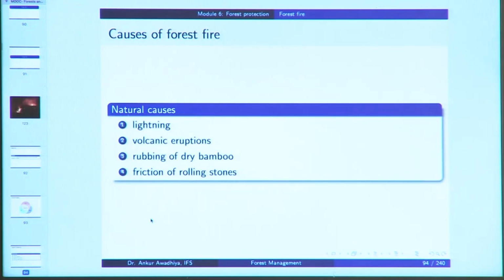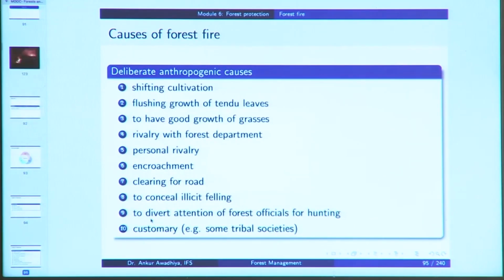There are certain natural causes of forest fire, such as lightning, volcanic eruptions, rubbing of dry bamboo, friction of rolling stones, but most of the causes these days are anthropogenic causes, such as shifting cultivation, flushing the growth of tendu leaves by exposing the plants to fire, or burning an area to have a good growth of grasses, rivalry with the forest department, personal rivalry between two people, encroachment, clearing for road to conceal illicit felling, to divert the attention of forest officials for hunting, and certain customary causes, such as in the case of certain tribal societies.